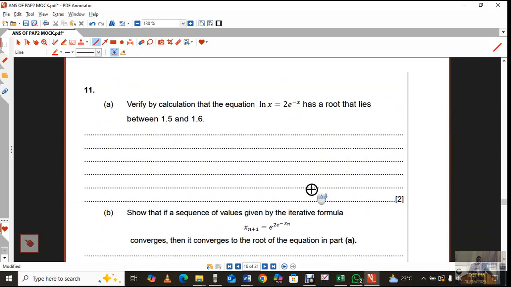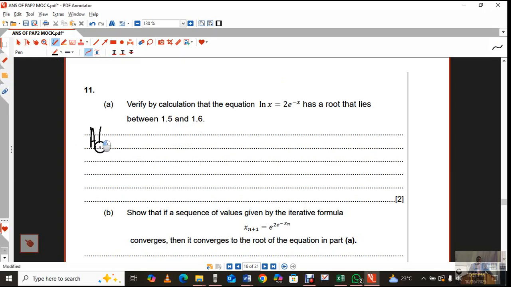Right, let's then look at question 11. Question 11, obviously you deal with iterations, by the looks of it. All right, they say show or verify by calculation that the equation, the natural log of x is equal to 2e raised to the minus x, has a root that lies between them.